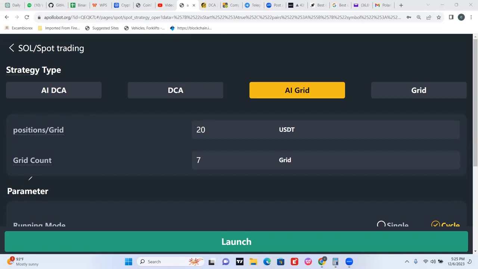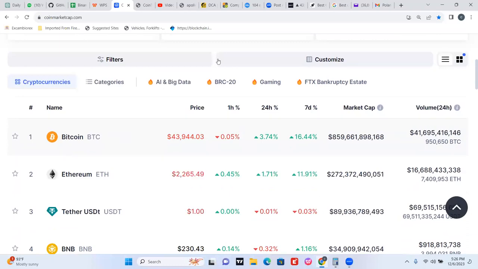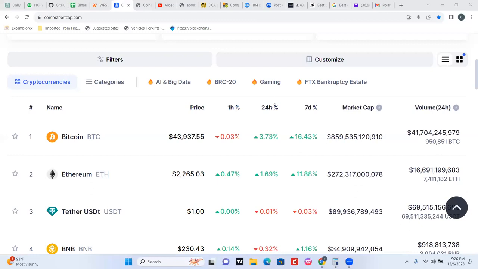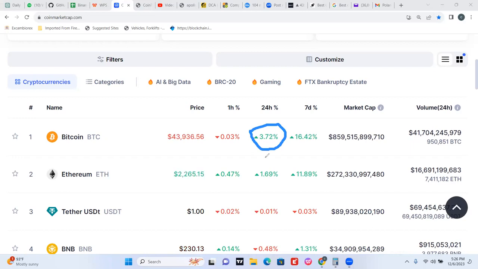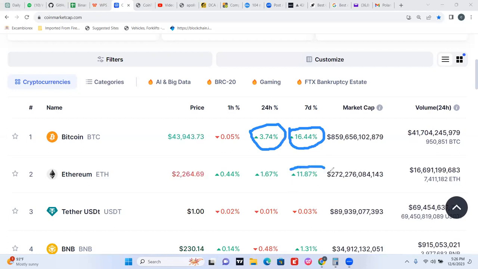Let's see an example of these coins. A quick example is this. You come to your market and look at Bitcoin. In 1 hour, you can see Bitcoin. Then in 24 hours, what are you seeing? You're seeing 3.7% in 24 hours. That's Bitcoin. Then in 7 days, it did 16.4%. That's because Bitcoin at this point in time is having a serious pump, a serious rally. Then you see Ethereum.